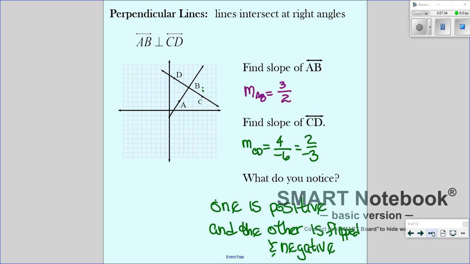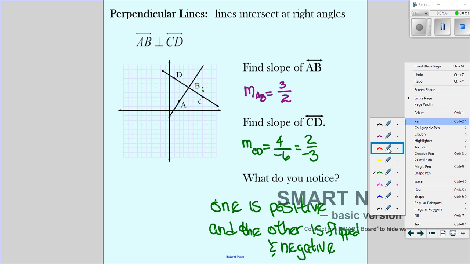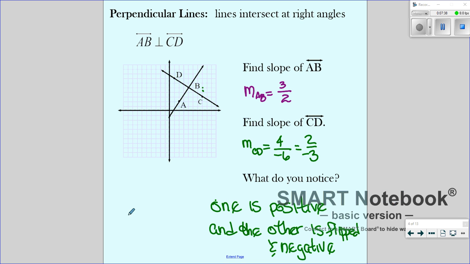And there's another way to describe it, and that is called opposite reciprocal. Reciprocal, yes. That's another way to describe that. Opposite reciprocal.